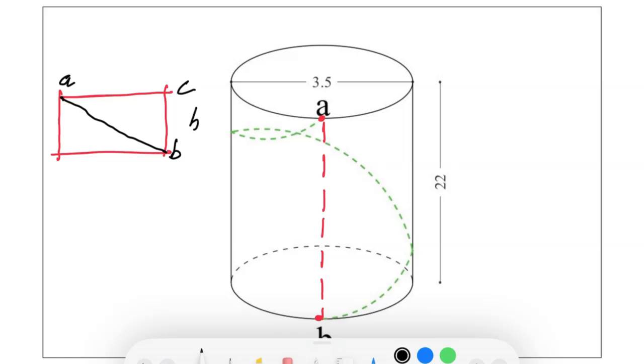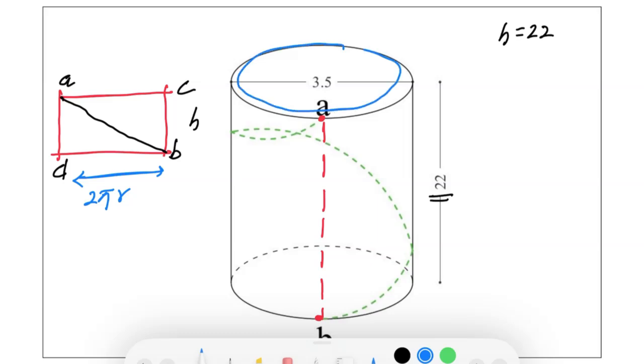What will be the height? Height will be same as height of the cylinder. So that is going to be H equals 22. But I am marking another point D. So what is going to happen? This entire thing will not be 3.5, but it will be 2 pi r, because it is the circumference of the cylinder. This is going to be 2 pi r or pi d. So if I simply solve it, it is 22 by 7 into 3.5. And if I multiply it, it is going to become 11.